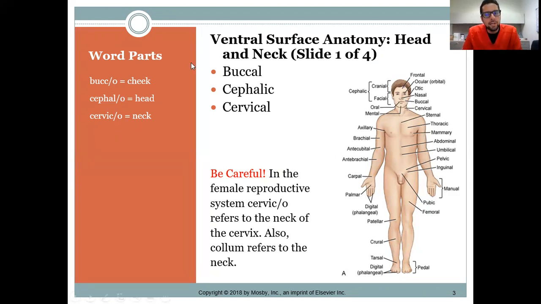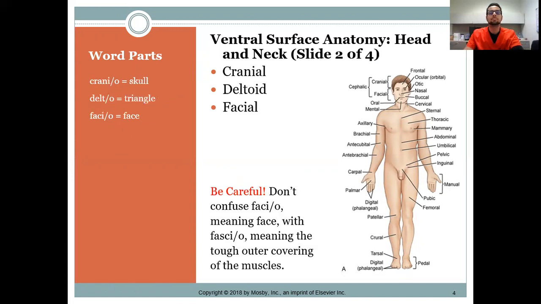And a cool portion over here, we have some combining terms in regard to the anatomical structure. So bucc means cheek, cephalo means head, and cervical is the combining form for the neck. So cervical spine has to do with the neck. Encephalopathy has to do with the head, and buccal has to do with the cheek. So that's where all of this stuff derives from. We'll get more into these as we learn throughout the chapters.